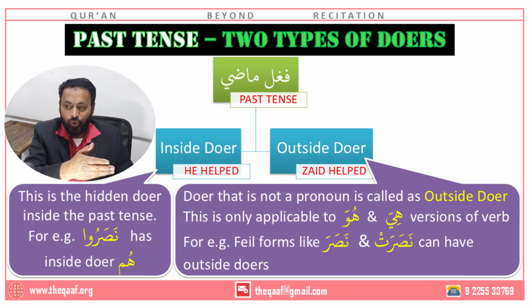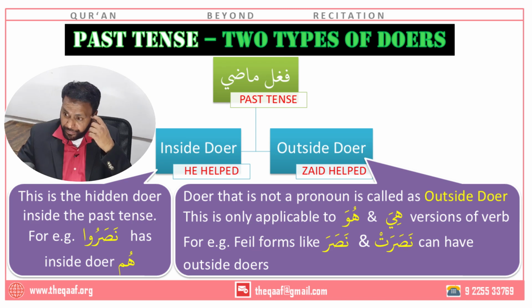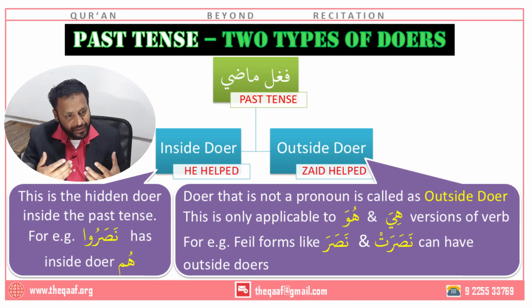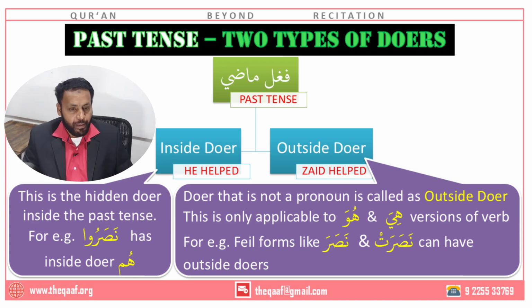So when you say nasaru, the "whom" is the doer. Nasartu, I am the doer. Jalasna, nahnu is the doer. Darabti, you feminine are the doer. So when you have these examples, we are using the inside doer. But there will be situations where the doer is not inside but rather outside. This is important, pay attention to it. The doer can be outside also. So how will I know when I should use the inside doer and when the outside doer?